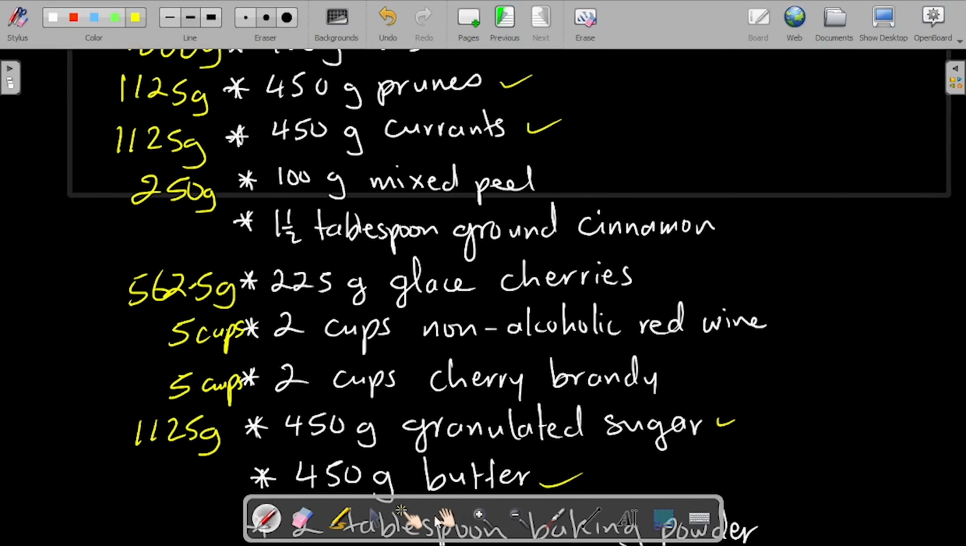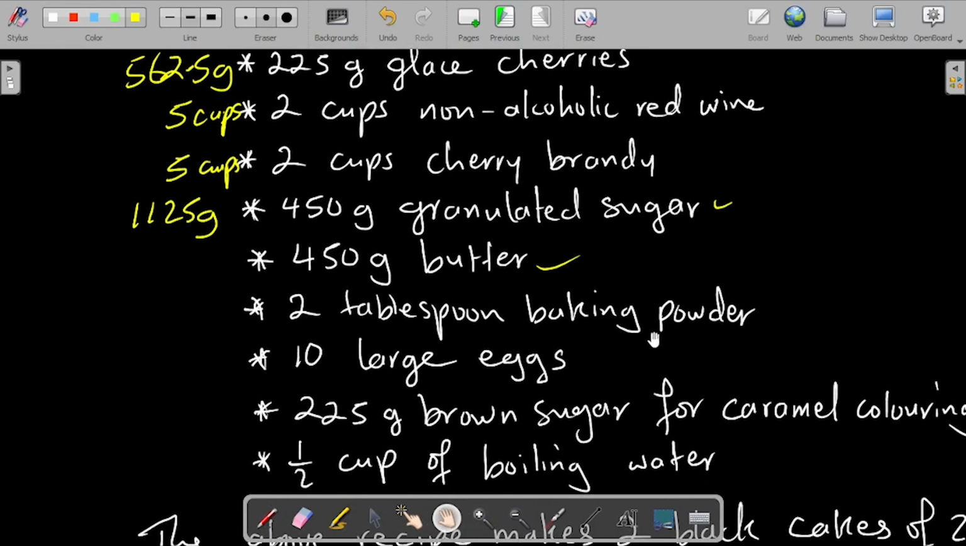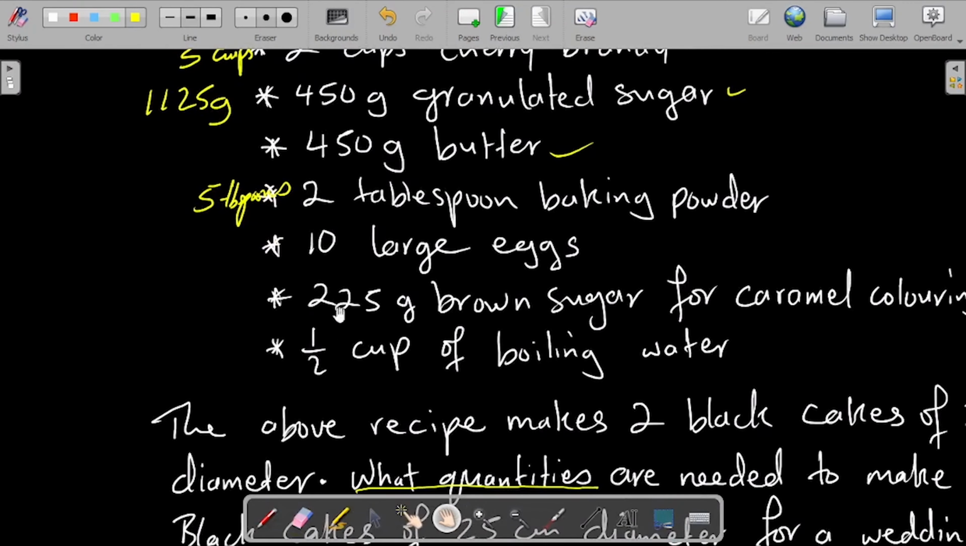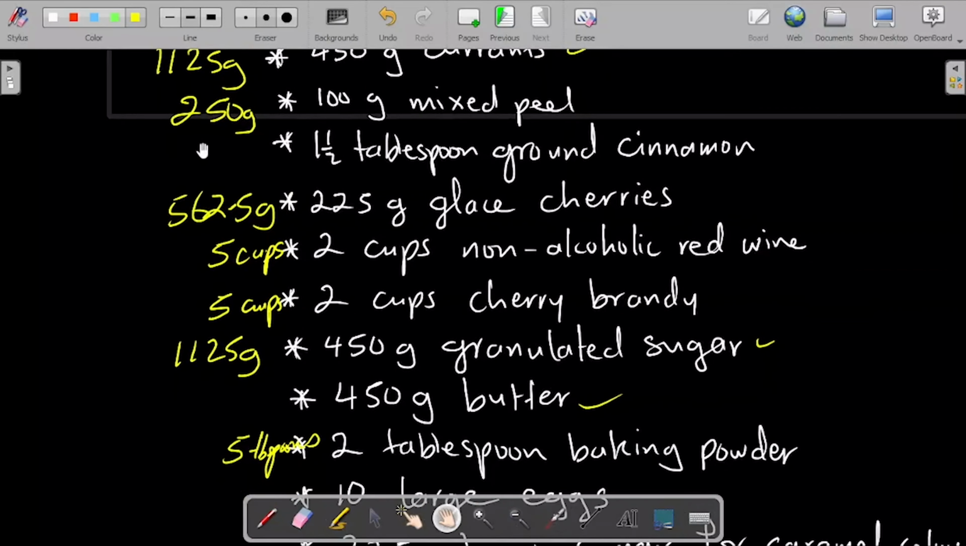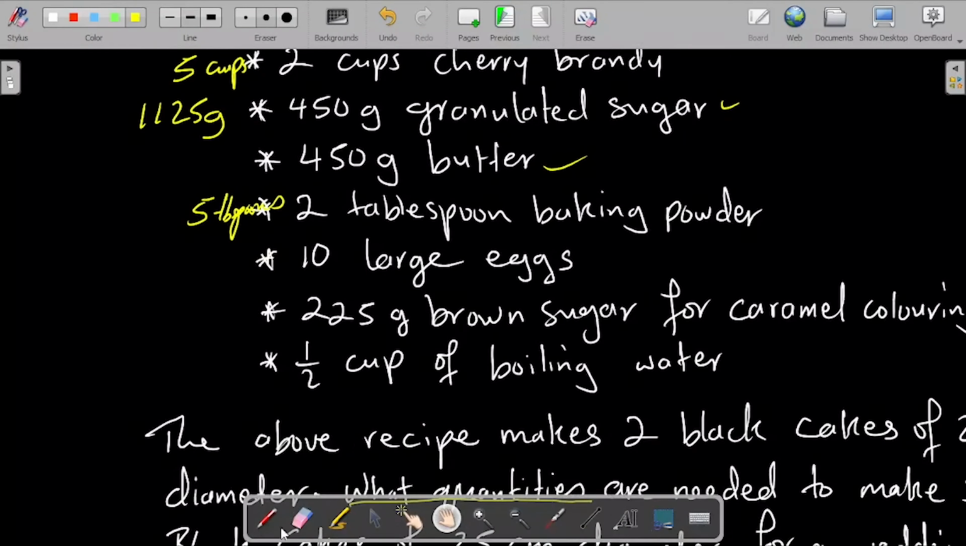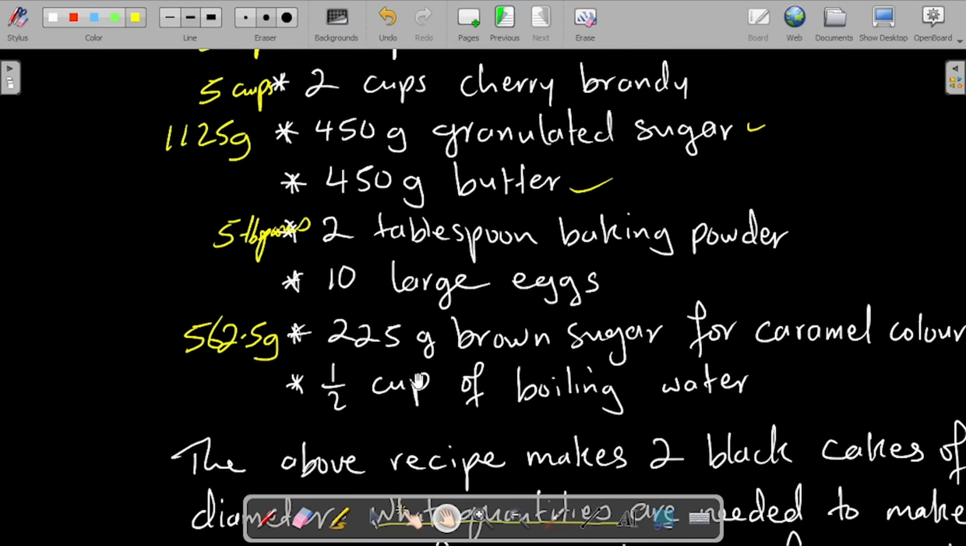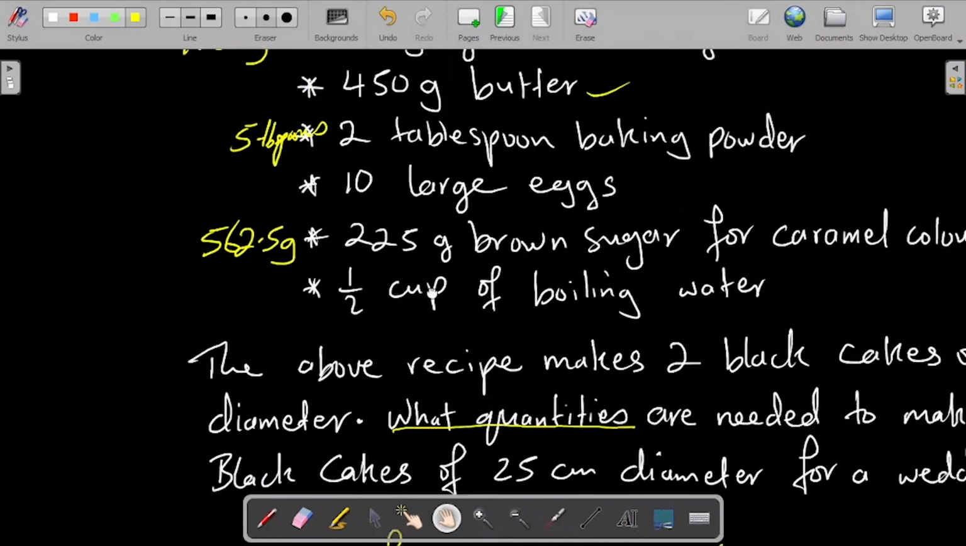Alright, do we have 2 anywhere else? 2 tablespoons baking soda, so that's 5 tablespoons. Okay, 5 tablespoons. And right, the 225 grams brown sugar for caramel coloring, that would be the same 562.5 grams, right? Because it's the same 225, so 562.5 grams.